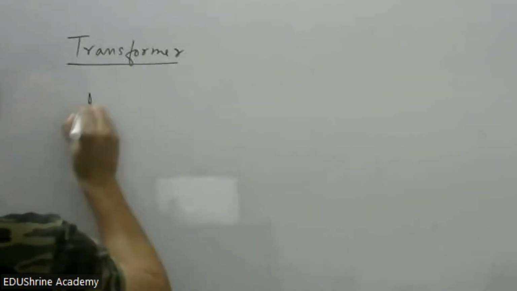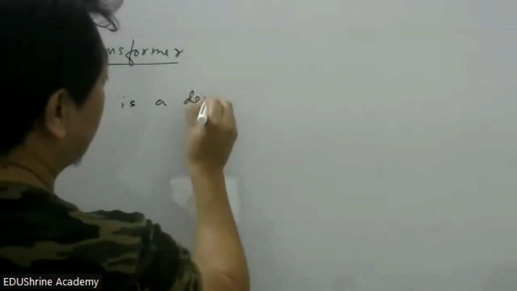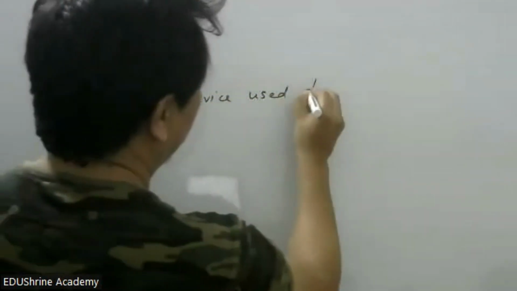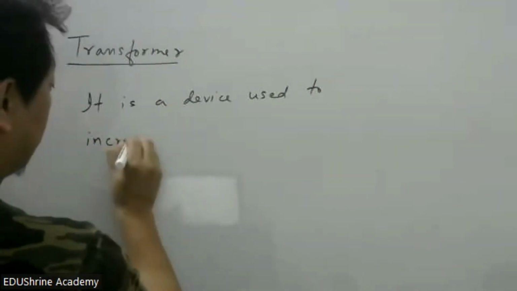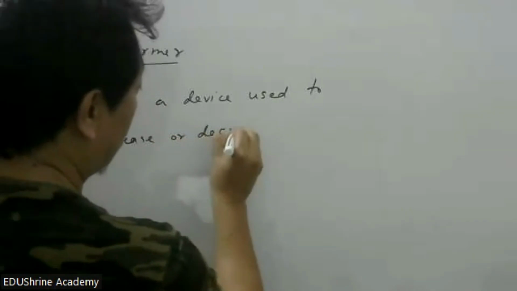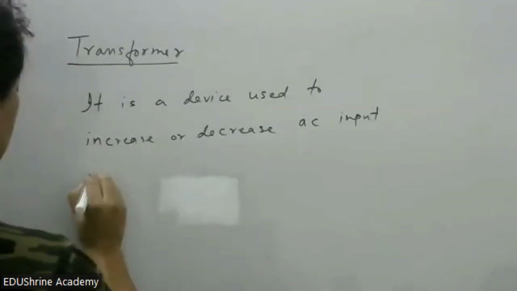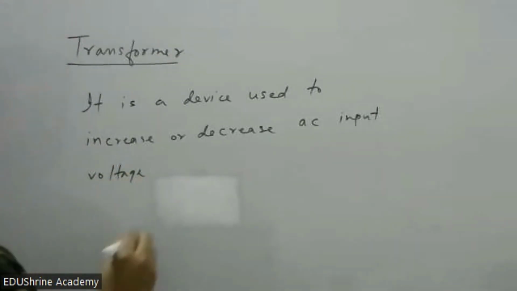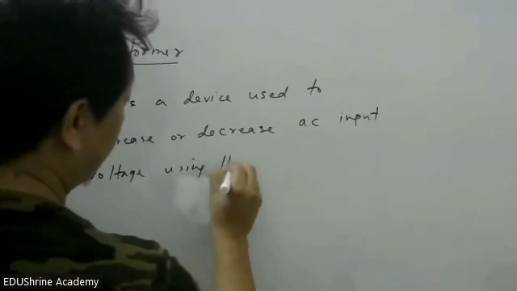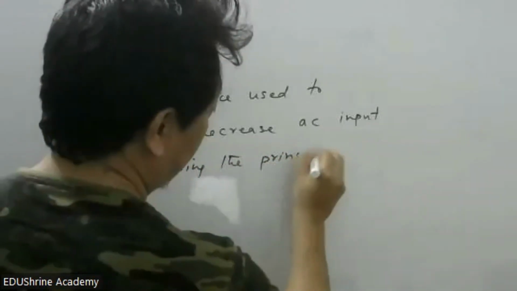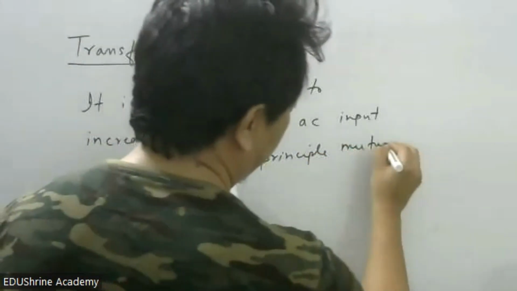Transformer doesn't work for DC. However, there are some other devices where we can actually increase DC voltage also. Okay, but we will not go there right now. So write the definition. It is a device used to increase or decrease AC input voltage using the principle of, what principle will it use? Mutual inductance.